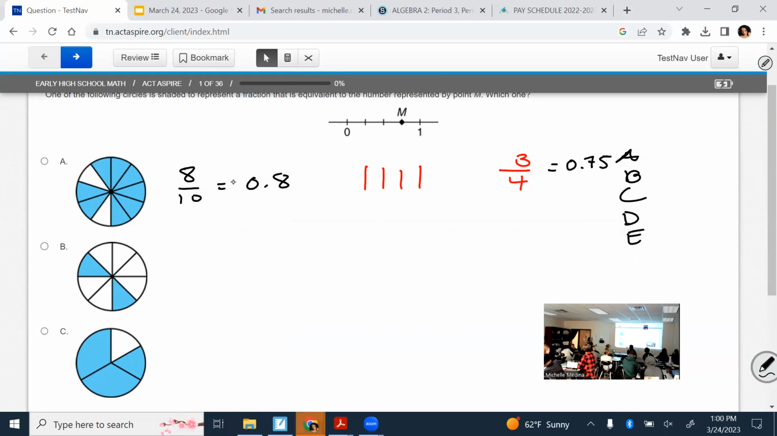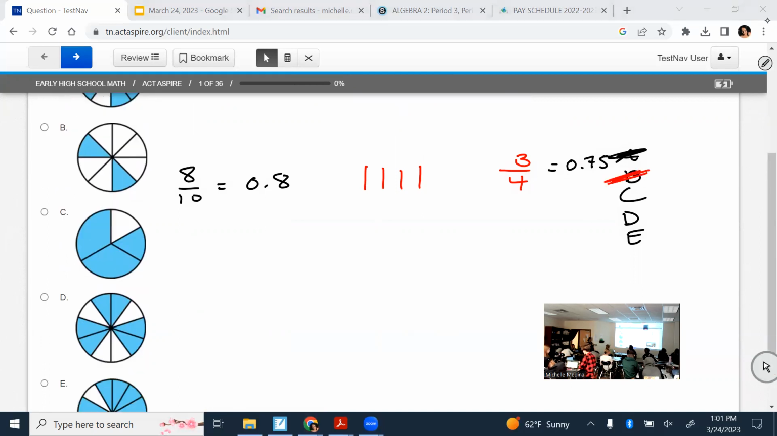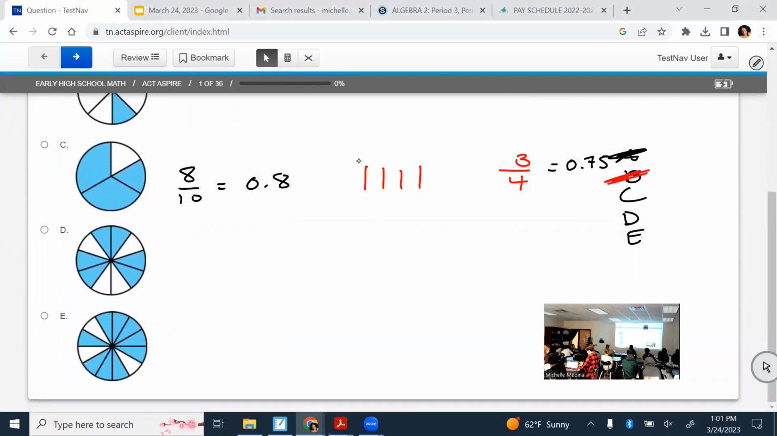0.75. That's pretty similar. I would check A, but it's not it. Which ones are obviously not 3/4 of the way? B is not close to 3/4. It's like way less. What else can we eliminate right away? And why can we eliminate C right away?